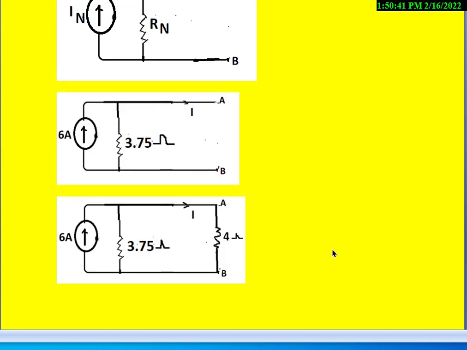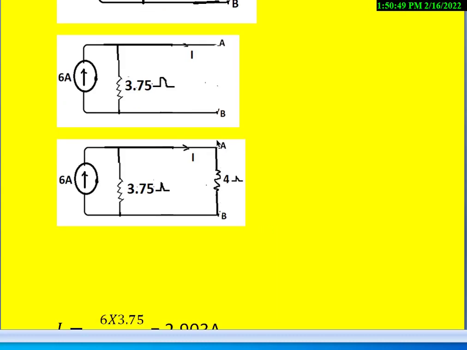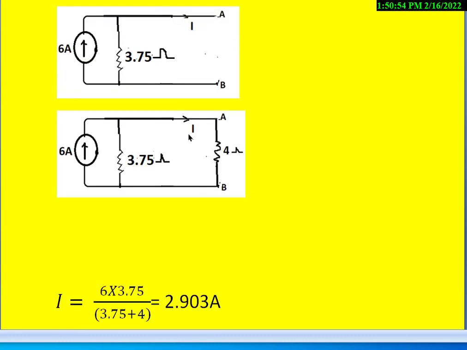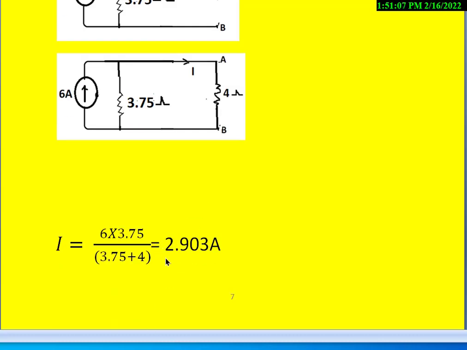If we want to know the current flowing in the 4 ohms resistor using the Norton's equivalent circuit, we can calculate like this. Connect that 4 ohm resistor between the terminals A and B, then find out the current flowing in this. That is equal to, apply the current divider rule. I is equal to total current 6 amperes into opposite arm, that is 3.75 divided by 3.75 plus 4. So that is opposite arm's total resistance. Once we simplify this, we get 2.903 amperes.